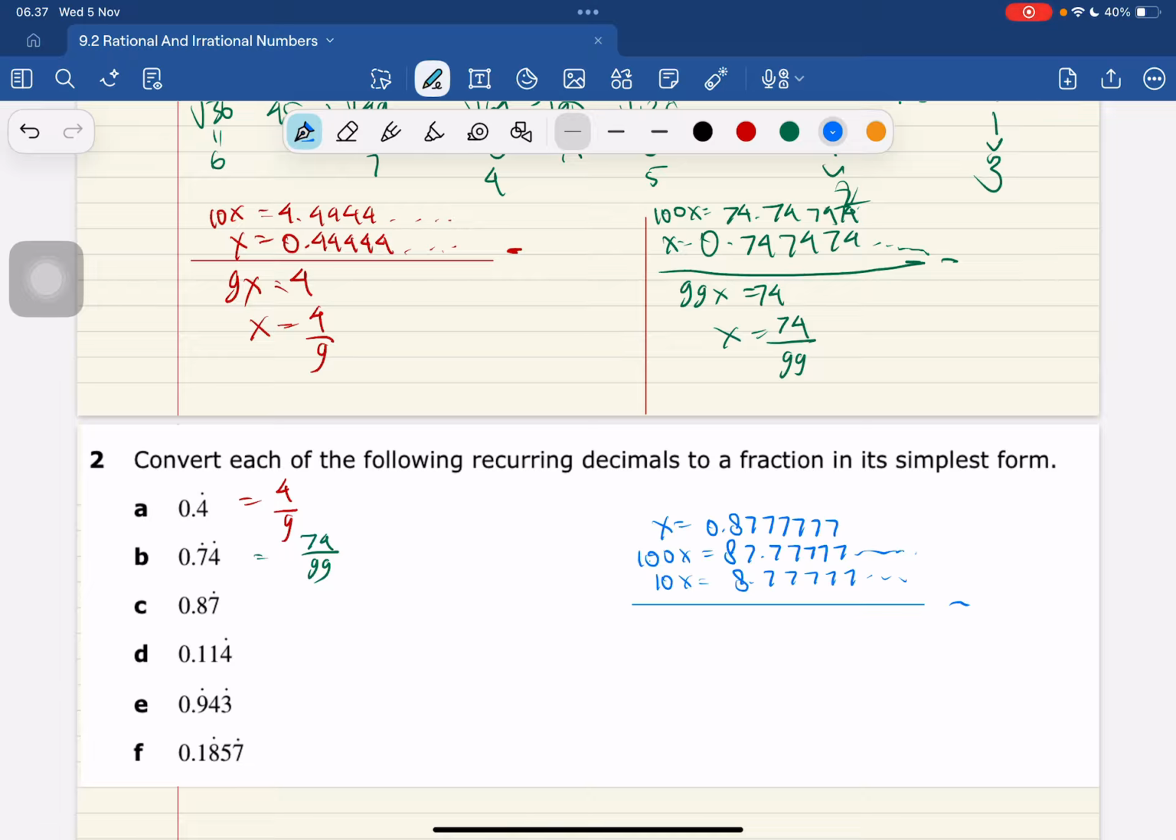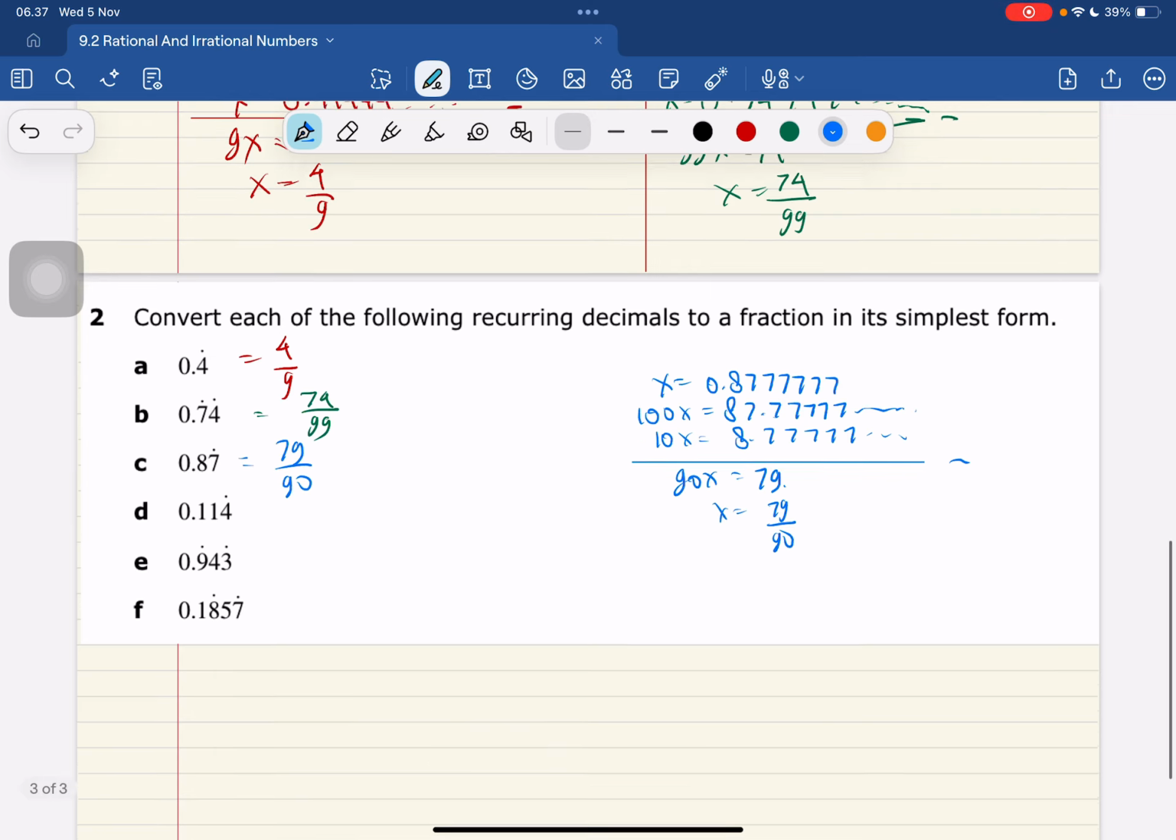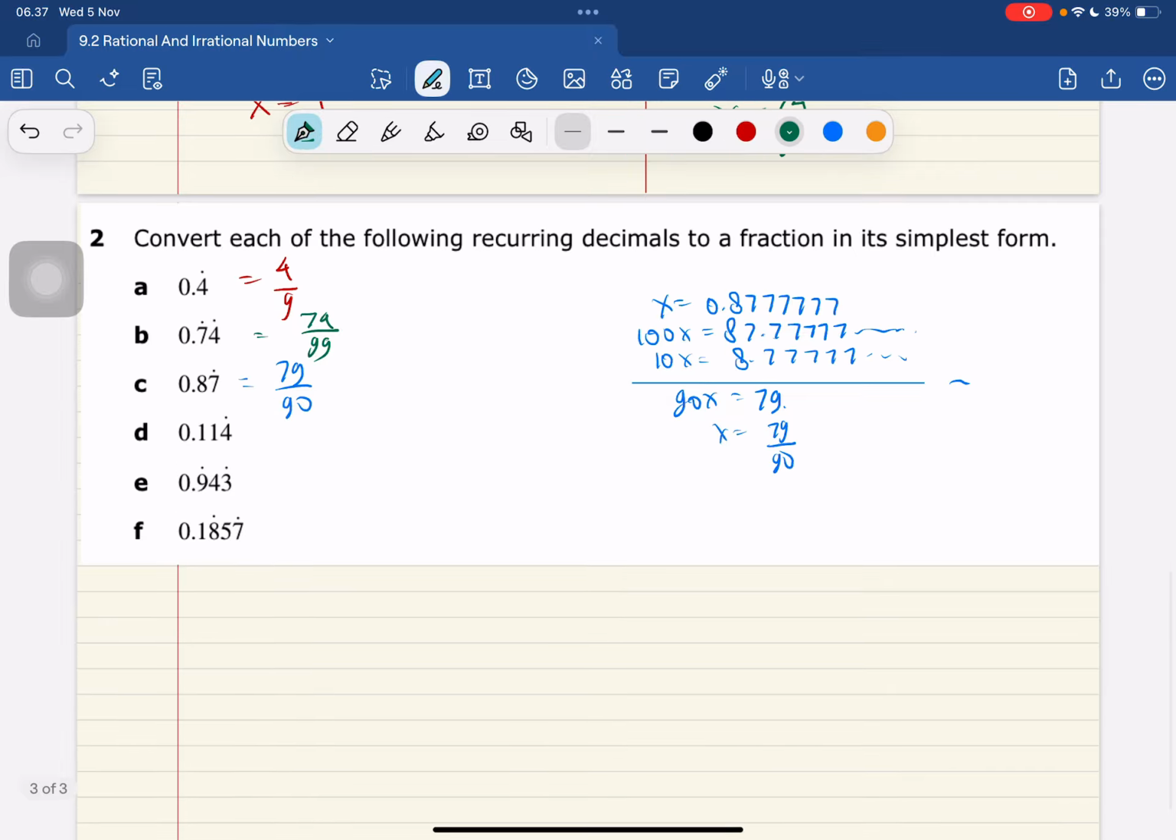So here, look at that, multiplied by 10. So we got 0.777 and 0.777. So this is going to be 90x. The decimal point is going to disappear. So it's going to be 79. So x will be 79 over 90. This is the simplest form, 79 over 90. Next for D. Okay, we can write it here.